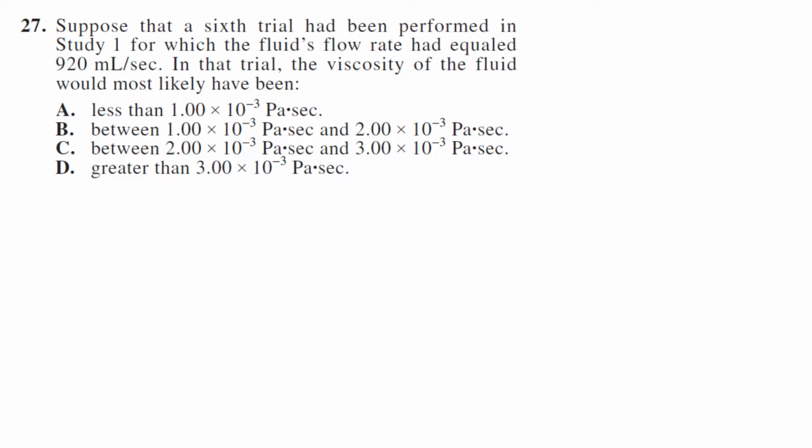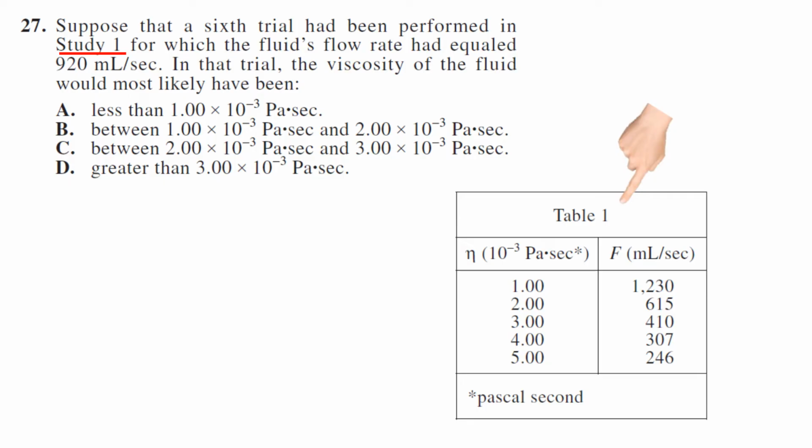Number 27 is a suppose question, so you know you're going to have to insert some information. Suppose a 6th trial had been performed in study 1. So put your finger on study 1. For which the fluid's flow rate had equaled 920, I guess it's milliliters per second. So figure out where that's going to be. Okay, put your finger on it, draw a line straight across. In that trial, the viscosity of the fluid would most likely have been. So even if you don't know what viscosity would mean, you see the symbols, and so you can know it's going to be this column. So it's going to be between 1 and 2, 10 to the negative third pascal-seconds. So B.